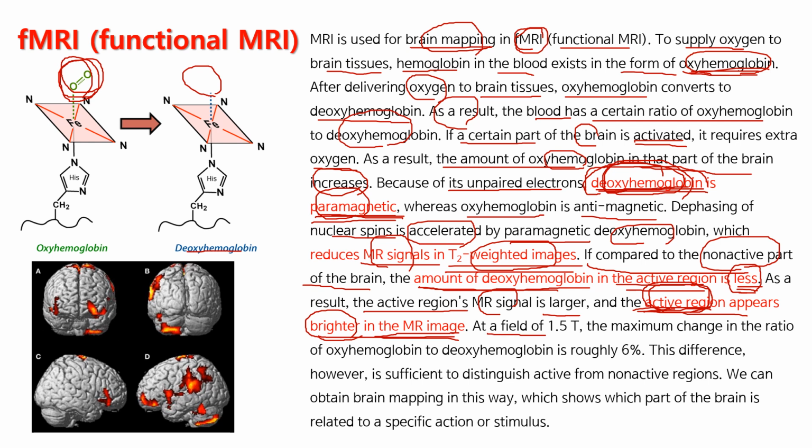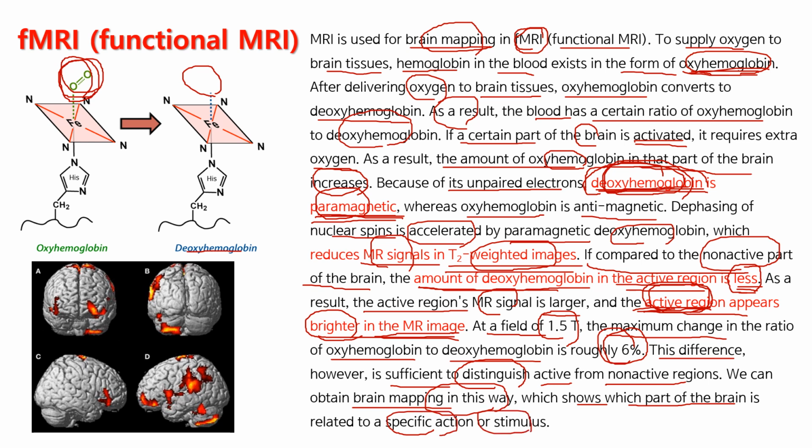At the field of 1.5 Tesla, the maximum change in the ratio of oxyhemoglobin to deoxyhemoglobin is roughly 6%. This difference, however, is sufficient to distinguish active from non-active regions. We can obtain brain mapping in this way, which shows which part of the brain is related to a specific action or stimulus. So let's summarize again.